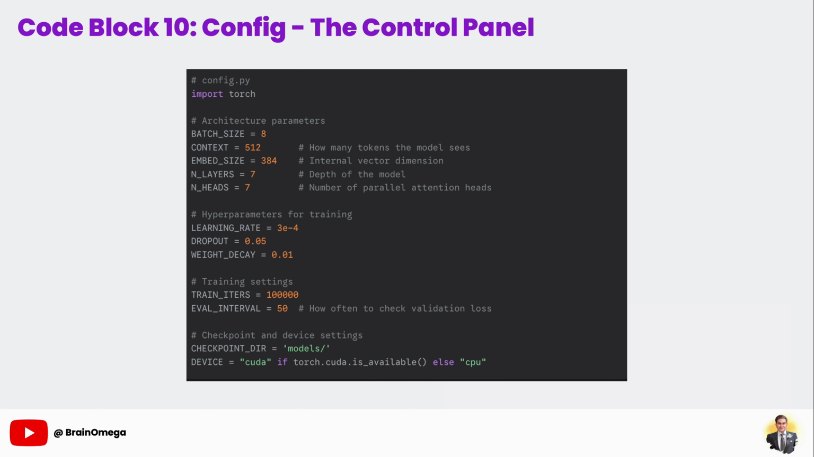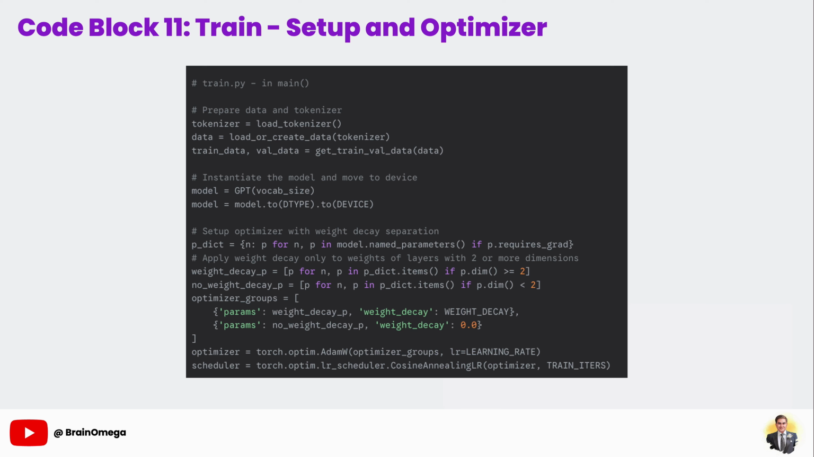This practice keeps our main code clean and makes running experiments incredibly easy and organized. Alright, it's time to put on our trainer hats and step into train.py. The main function here orchestrates our entire training run. It starts by loading our tokenizer and data. Then it instantiates our GPT model.